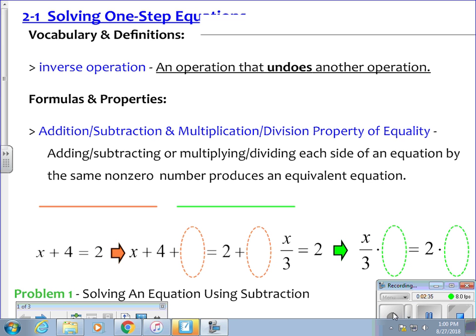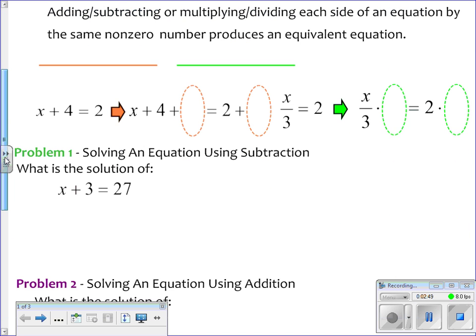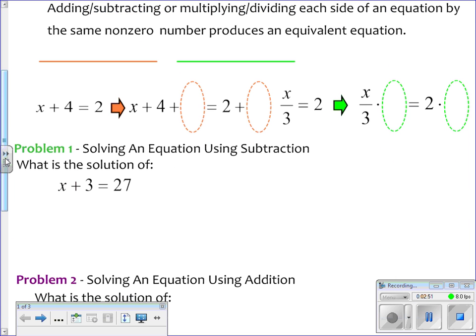Now, as you can see, these are solving one-step equations. So how many steps to solve? One. And yes, I do need to see work. I do need to see work. If I don't see work, you're going to get marked wrong. Answers alone are inadequate.